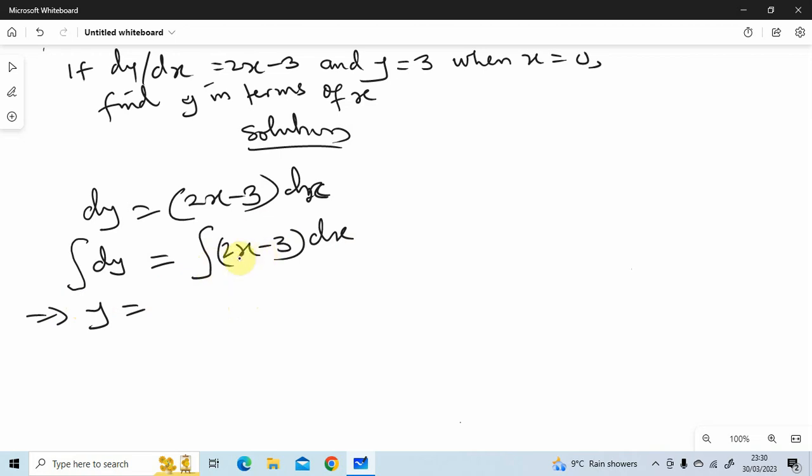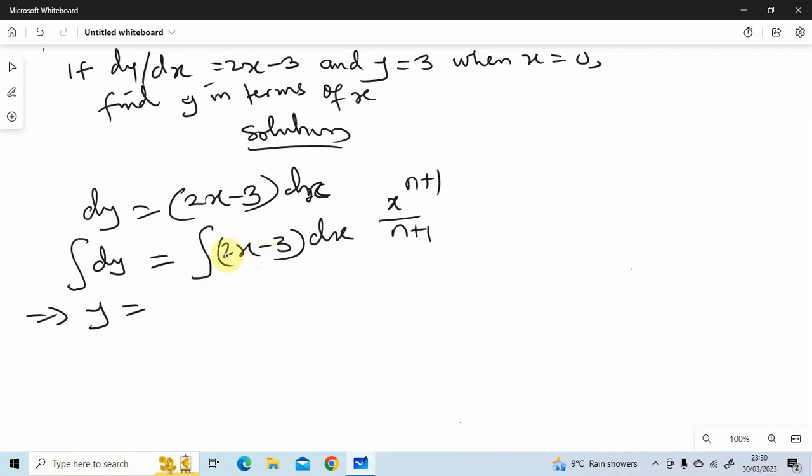So integrating this expression 2x minus 3, remember the integration formula, which is x raised to the power of n plus 1 over n plus 1. So x here is the variable, the given variable. n is the exponent of the variable, that is the power of the variable. So here we have x, and its power is 1, because x is x to the power of 1.